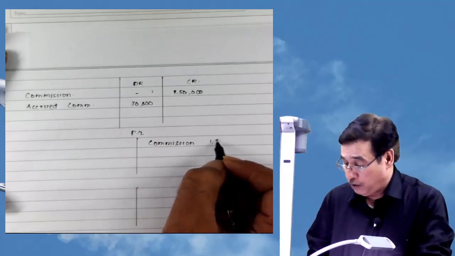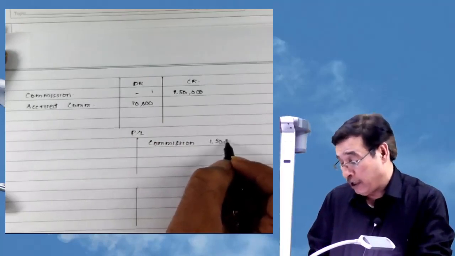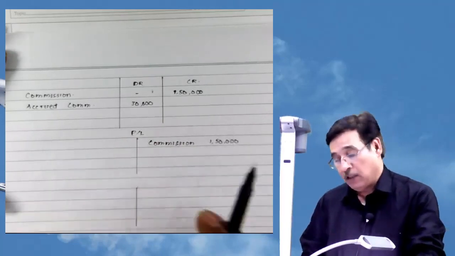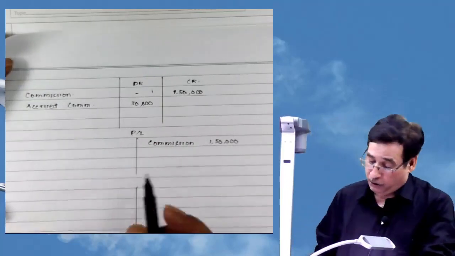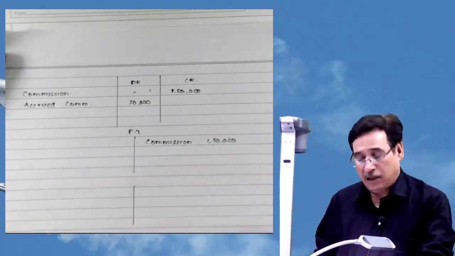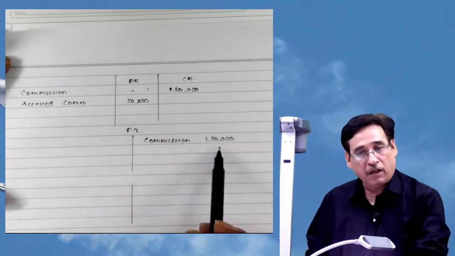1,50,000 is the full amount. Now you need not add or subtract anything because nothing is given in the adjustment. And accrued commission is given in the trial, it means this part has already been added. That means whatever amount is reflected as commission is after the addition of the accrued income. So you need not add it again.